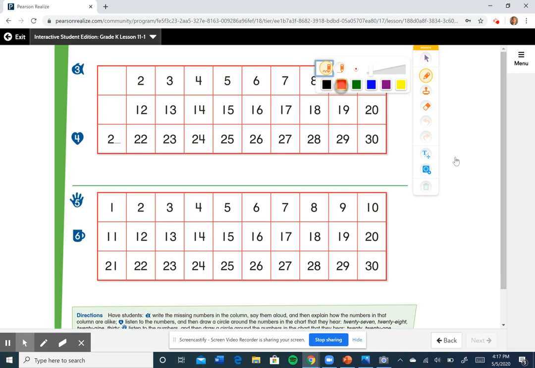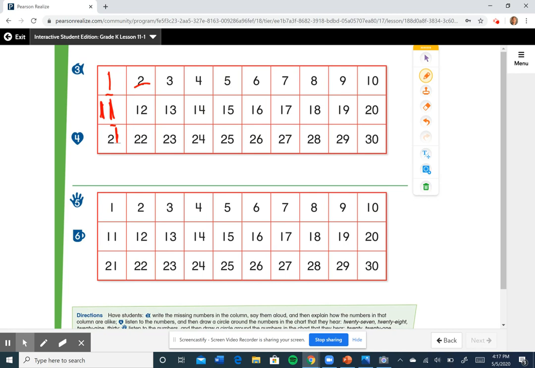The last page. We need to fill in the missing numbers. So, what comes before 2? 1. Very good. So all these have to have a 1 in it. And this whole row has a 1 to start with. So 11 is a 1 and a 1. And if we count by tens, 1, 11, 20. What needs to be there? 1. Very good. All right.